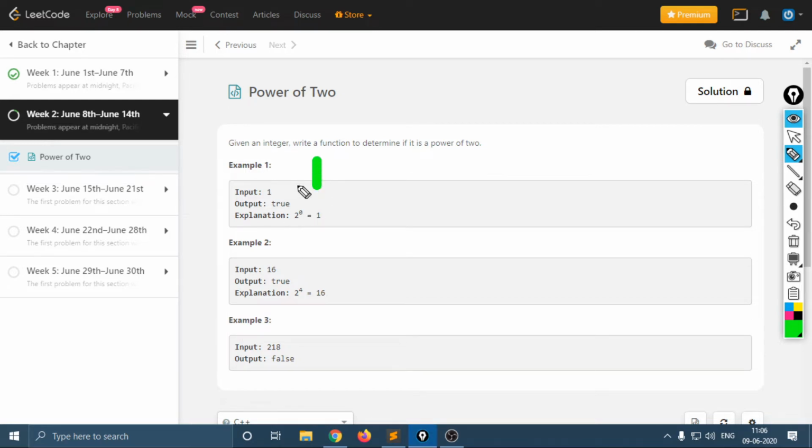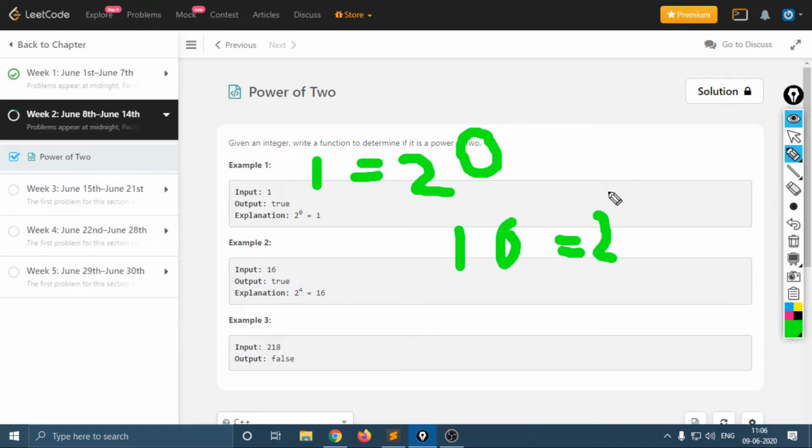Suppose in first case we have given 1. It can be represented as 2 to the power something. So in this case we can represent it by 2 to the power 0. Suppose it is 16, then how we can represent it? 2 to the power 4.